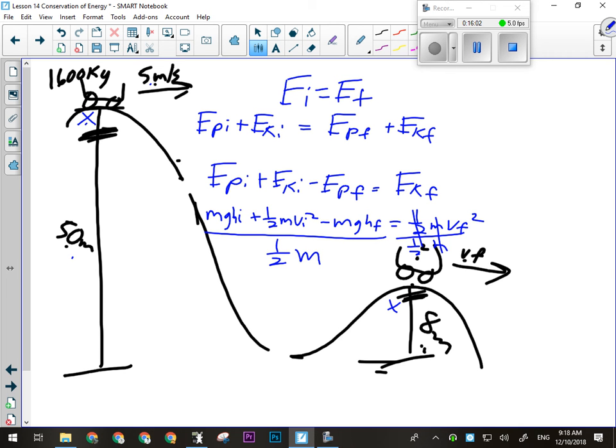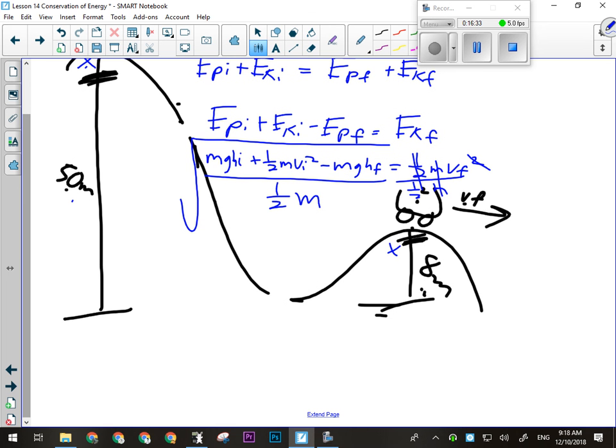Okay, that leaves me with VF squared. I just want VF, so what do I do? Square root the whole thing. All right, so now I'm solving for VF. Not any different than what we did for the high jumper question, when we were trying to jump up to 0.91 meters. We're doing exactly the same thing. The only difference is that we've got all the forms of energy instead of just one, so it looks more involved. It is a little bit more involved, but the principle is still the same.